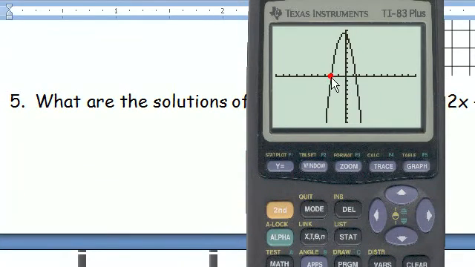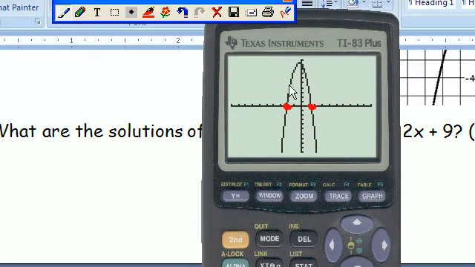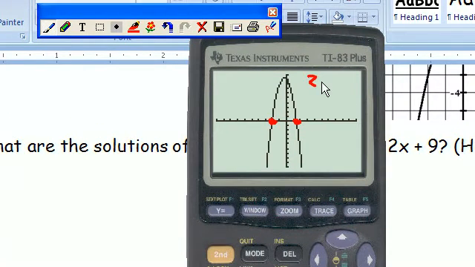Now we know that the solutions are right here and right here. Those are called zeros. This, especially the TI-83, or you guys will use the 84, same thing. I prefer the 83 just because I like it old school. These are the zeros right here, here, and here. These are also called solutions.